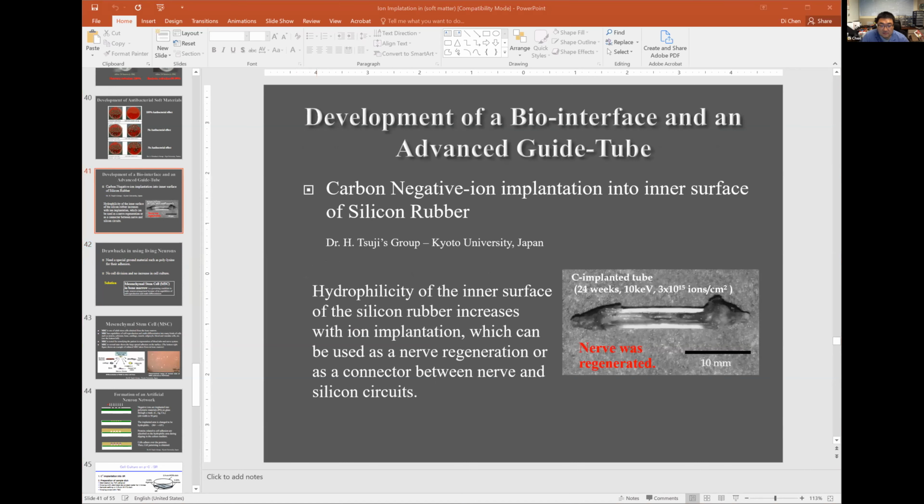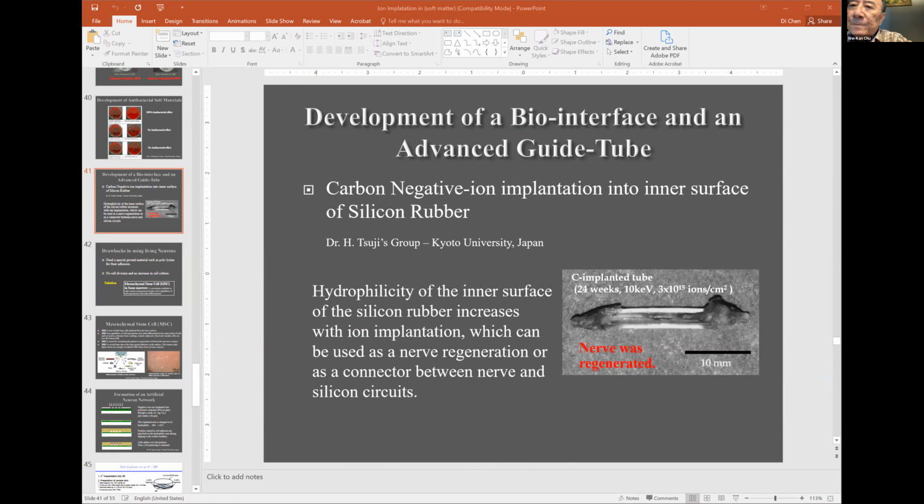Okay, so in the middle, the small name, Dr. Tsuchi, is a professor at Kyoto University in Japan. So what he did, this research is beautiful, it's really beautiful. It's an easy experiment, easy research, but I really envy him for being so clever.